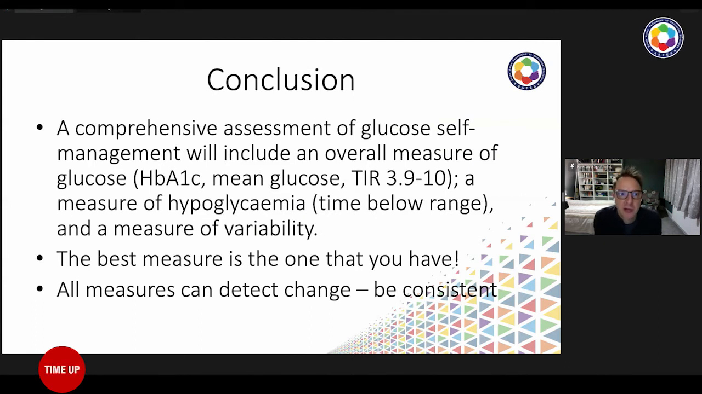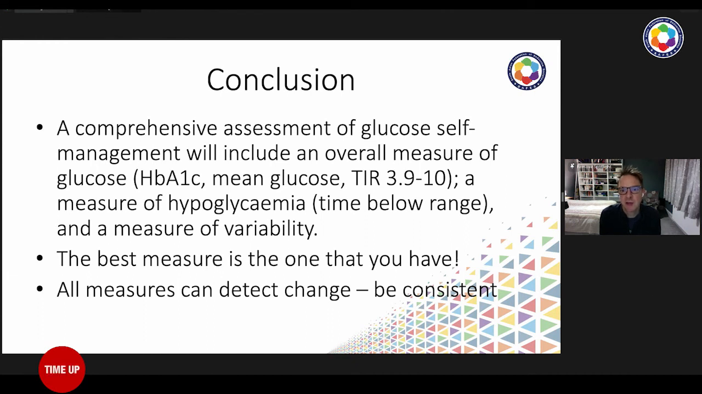So in conclusion, times in ranges. A comprehensive assessment of glucose self-management should include an overall measure of glucose, and that could be HbA1c or mean glucose, or time in range 3.9 to 10. A measure of hypoglycemia, and that should be time below 54 or time below 3 as the ideal range, and a measure of glucose variability.